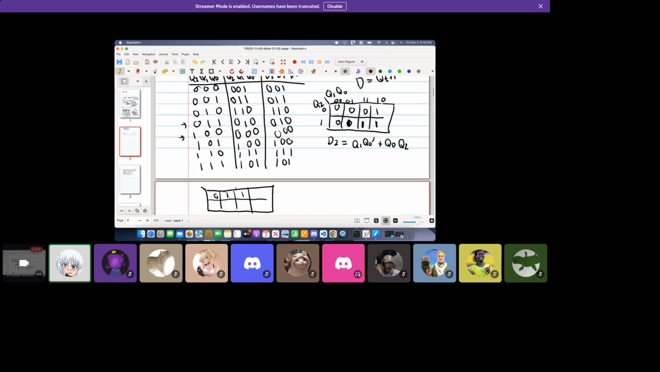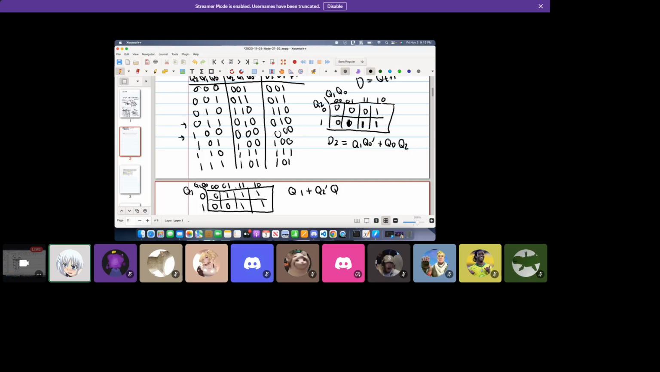0, 1, 1, 1, 0, 0, 1, 1. This one would be, we would form this as a full group, which would be Q2, Q1, Q0. This would be Q1 plus, and then you would form this as one group, which would be Q2 prime, and then this would be Q.